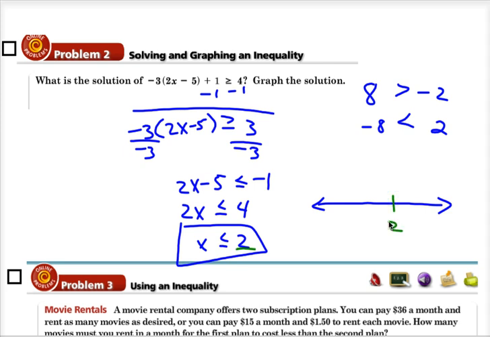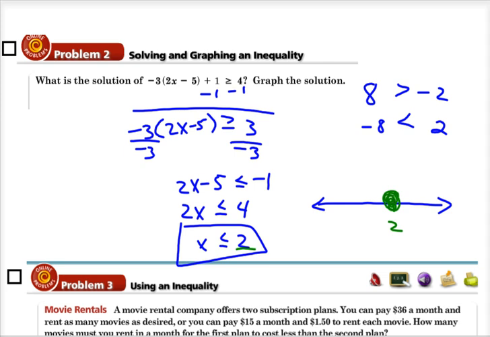And decide what kind of circle to put above it. Now, the circle is based on the symbol. Here we have a less than or equal to. So a less than or equal to means I want 2 to be included in my answer. To show that 2 is included in my answer, I fill a circle. That's for less than or equal to, or greater than or equal to.